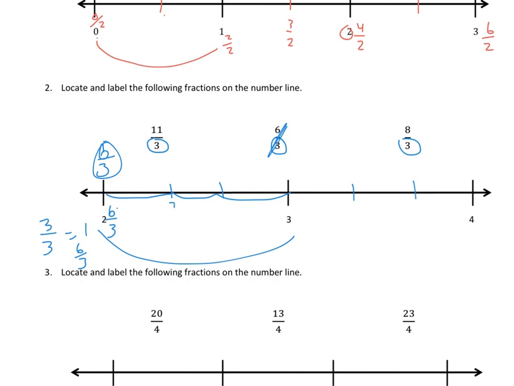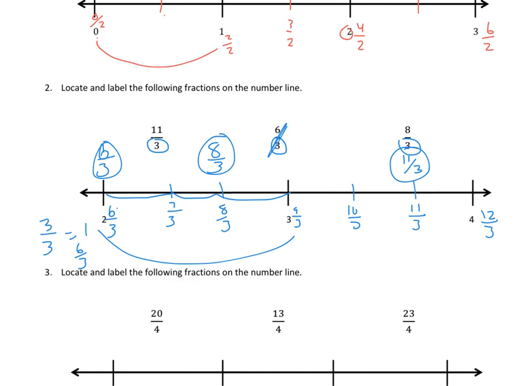Here's 7 thirds. Here's 8 thirds, which is one of my labeled ones, so I'll put it up above. This is 9 thirds, 10 thirds, 11 thirds, which is one of the ones that's asking me to label, so I'm going to write it up above, and then 12 thirds.